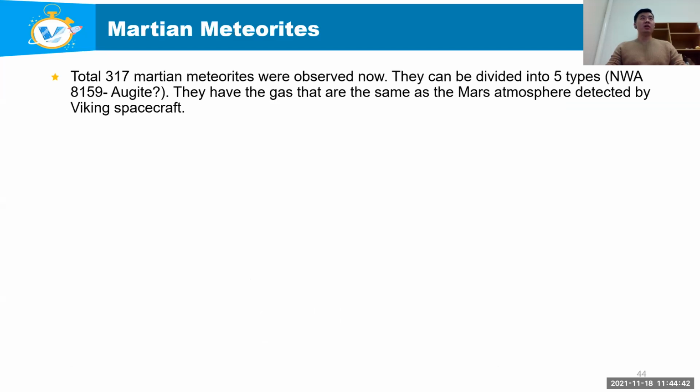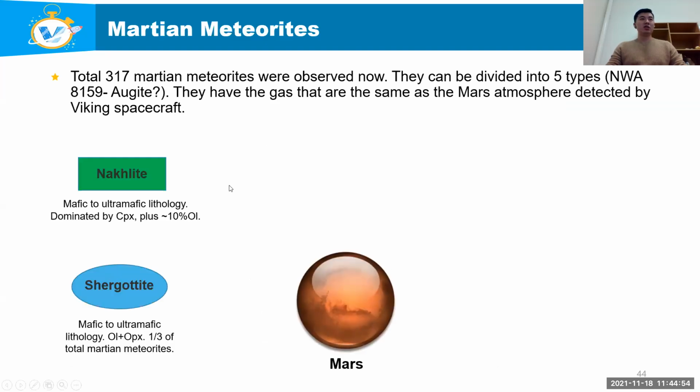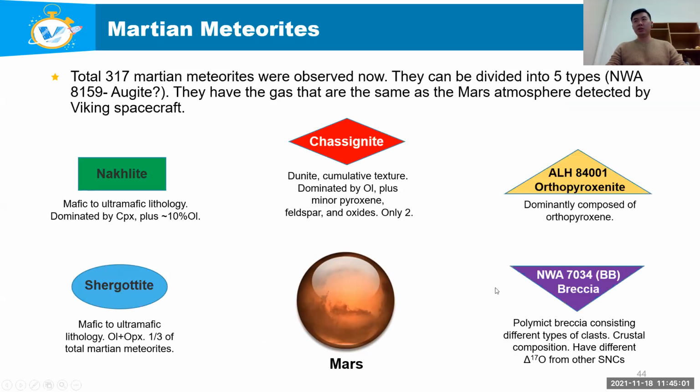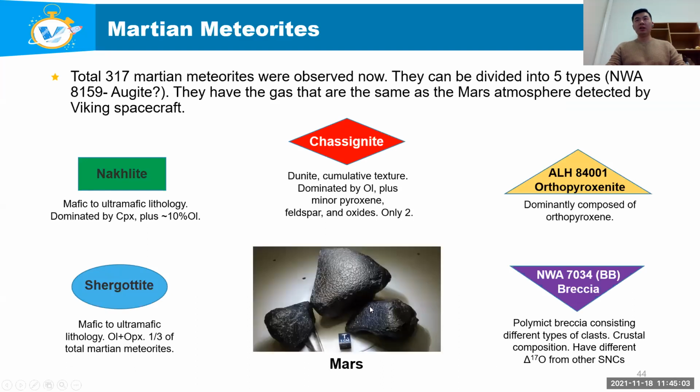Until now, a total of 317 Martian meteorites have been observed, and they can be divided into 5 types, or maybe 6: the shergottite, nakhlite, chassignite, orthopyroxenite, and the breccia. And this figure is the breccia NWA 7034, and that is also called the Black Beauty.